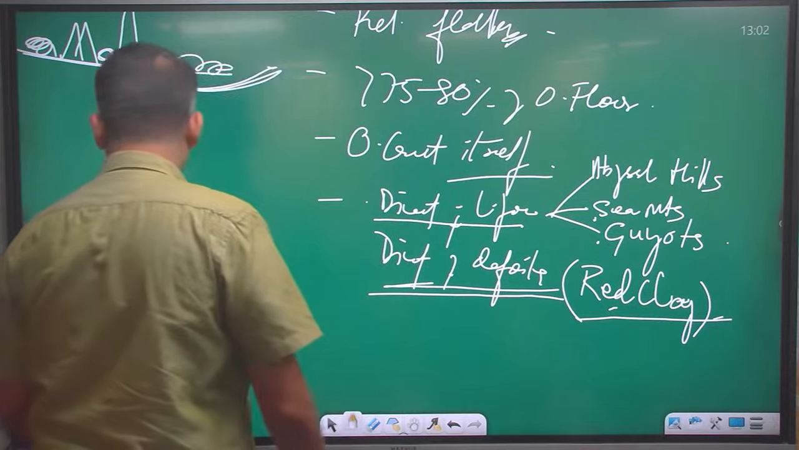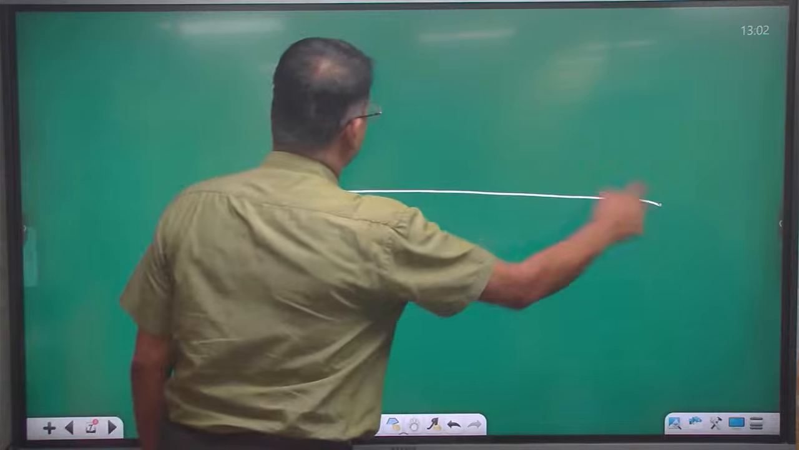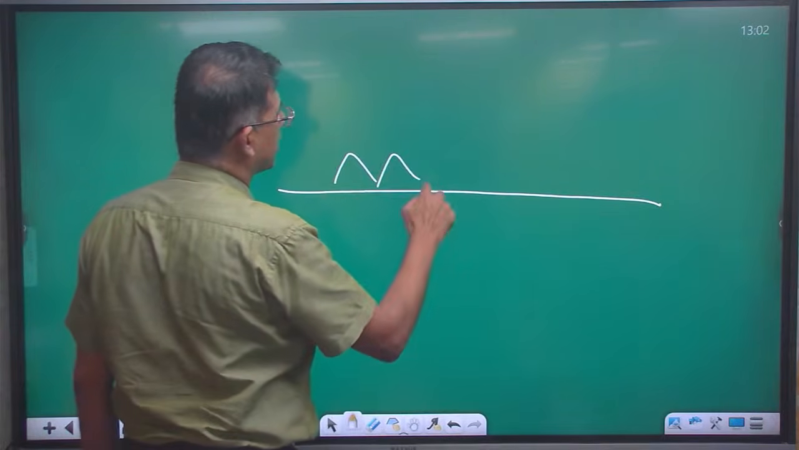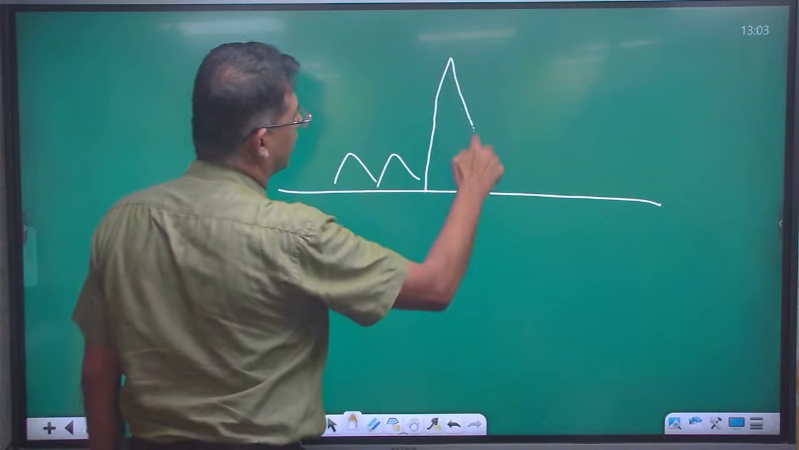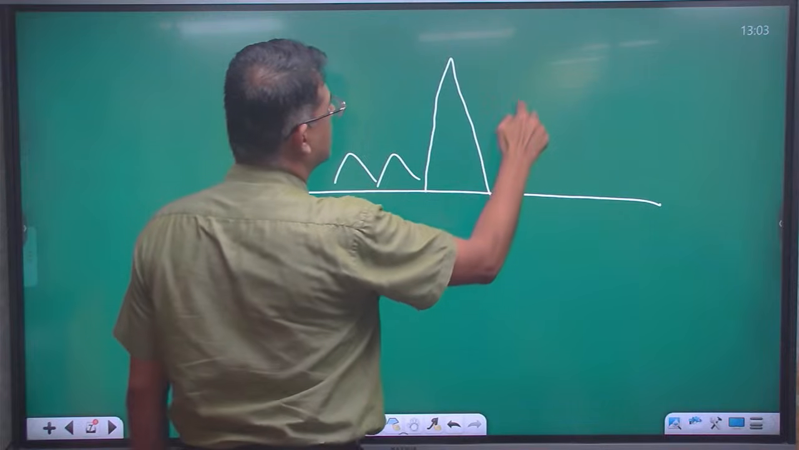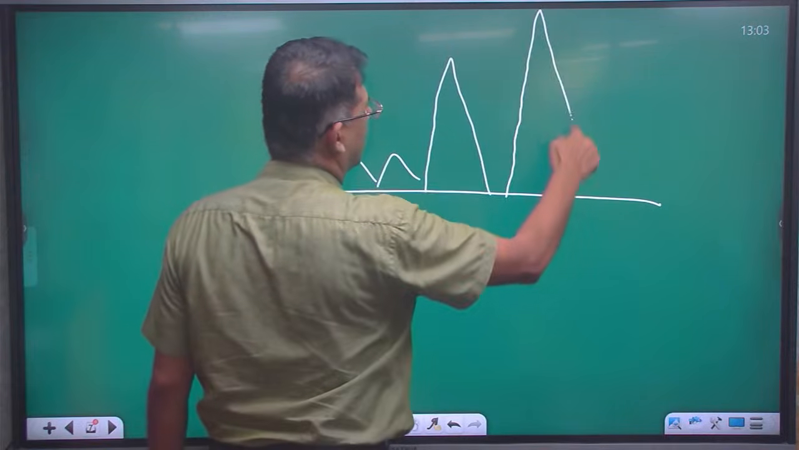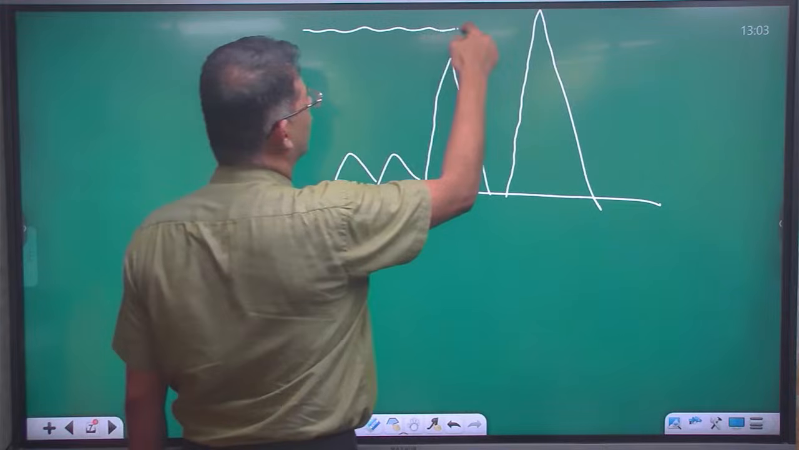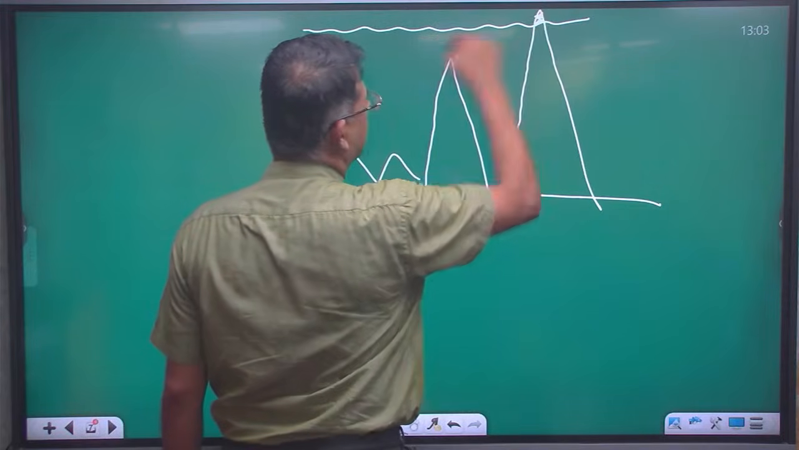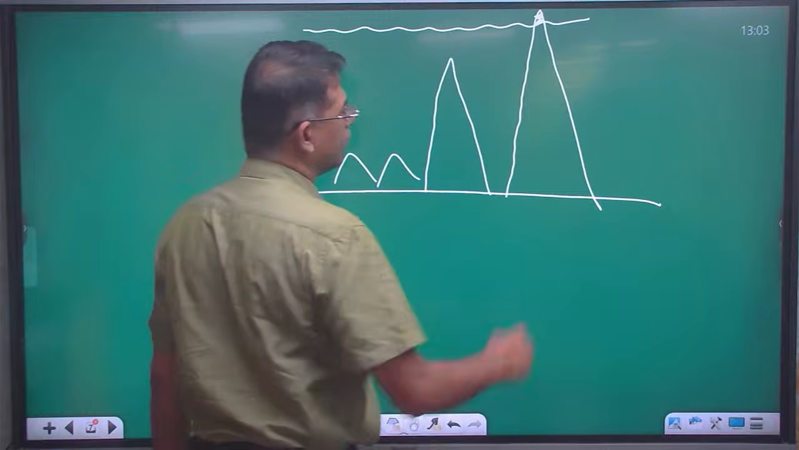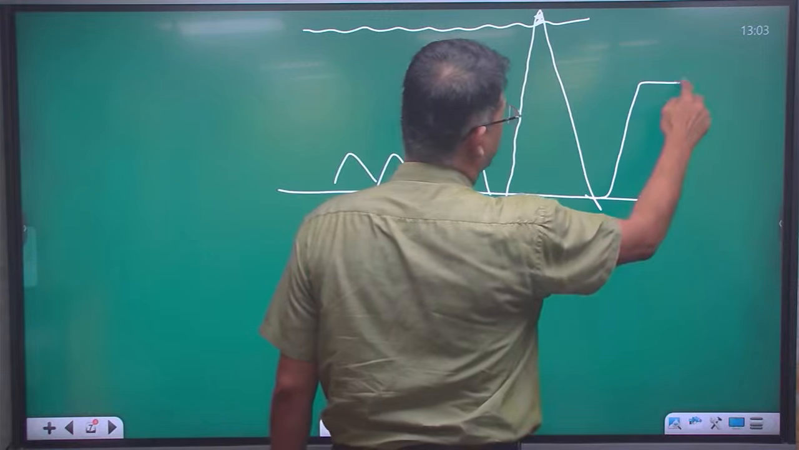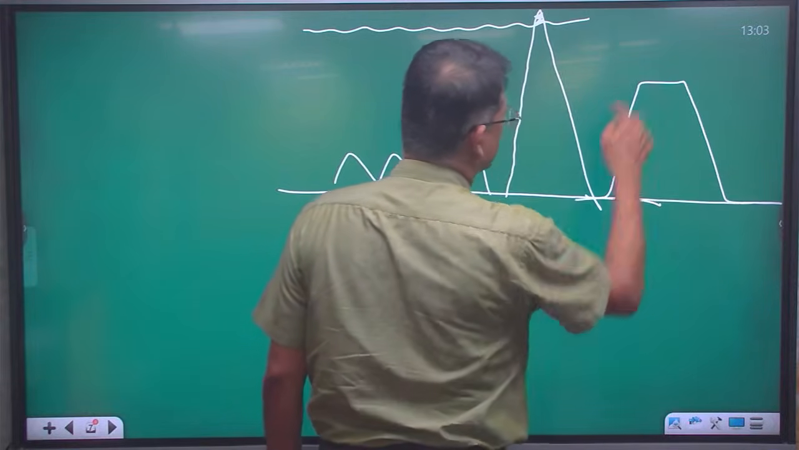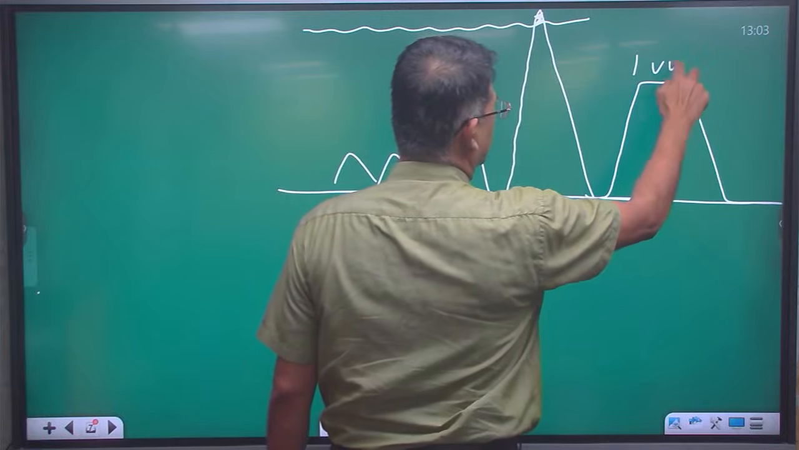So imagine this is the abyssal plain. I can have abyssal hills. I can have sea mounds. Some sea mounds are high enough and they can be above the water. They become islands. Okay, and we can also have flat-topped sea mounds. We call this as guyots.